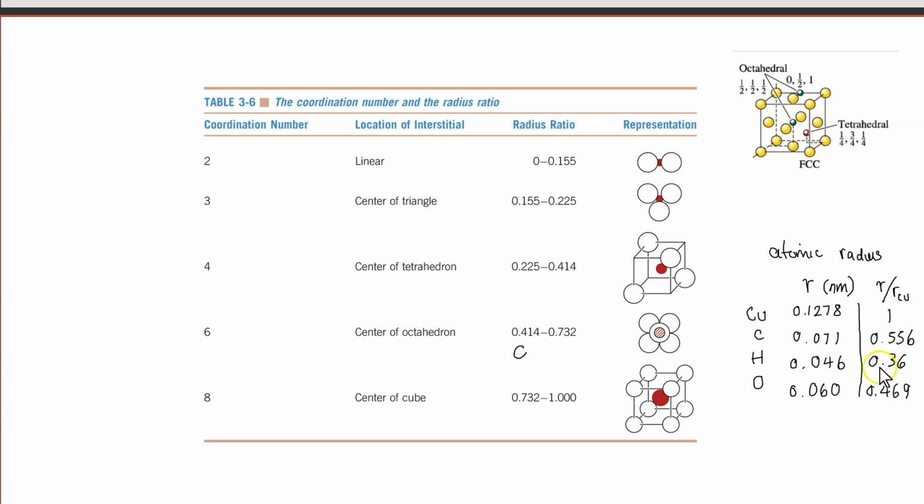This one's correct. I was looking at hydrogen. So look at hydrogen now. This is 0.36. You see, it's a little bit too small to fit in the octahedral site. The tetrahedral site would be a good candidate for the hydrogen. It could fit. Oxygen has a radius ratio of, let's call it 0.5, and so that looks like it will fit in the octahedral site. Okay, so now we've established which of these elements can fit in interstitial sites.